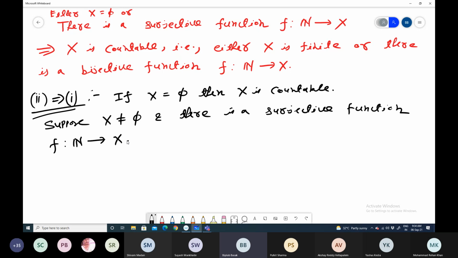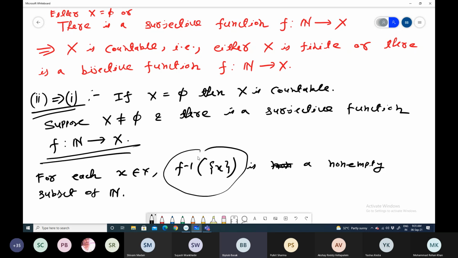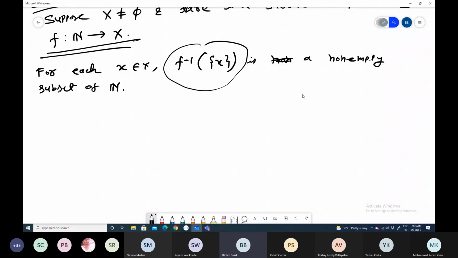Now first of all, note what we mean by a surjective function. That means for each x, the inverse image set f inverse of x is a non-empty subset of N. Since this is a non-empty subset of N, we can use the well-ordering principle of N, that is, every non-empty subset of N has a least element.